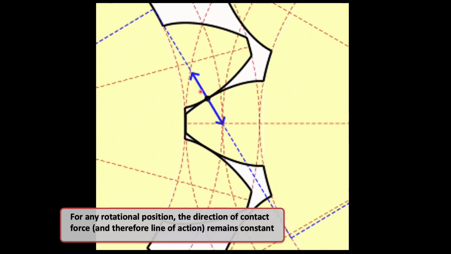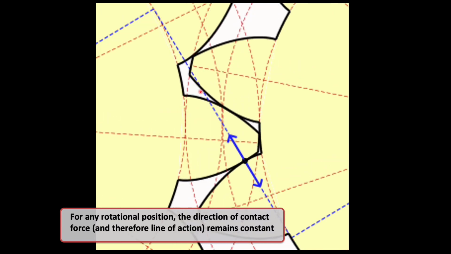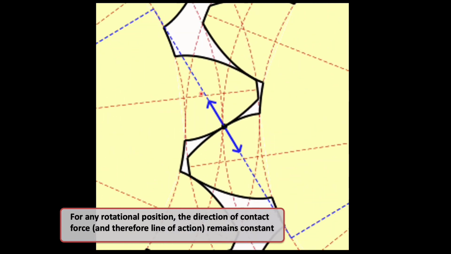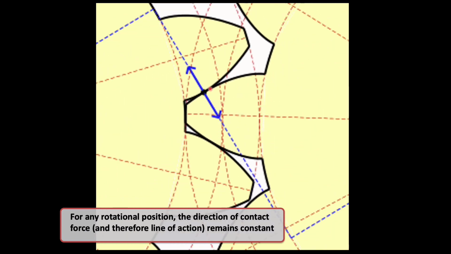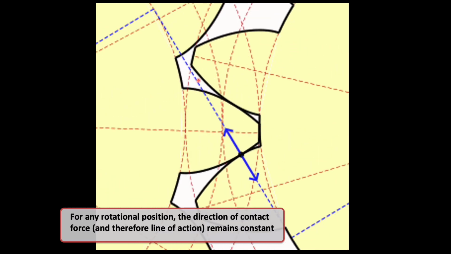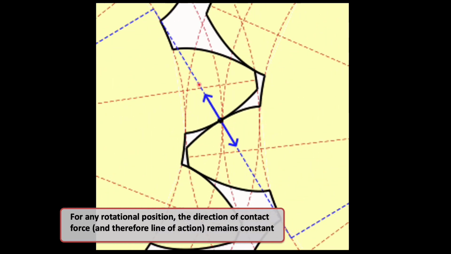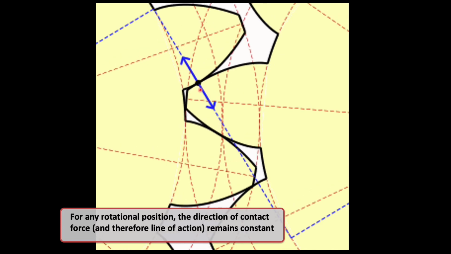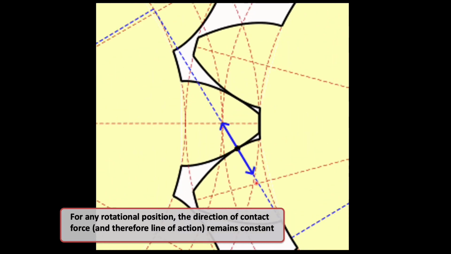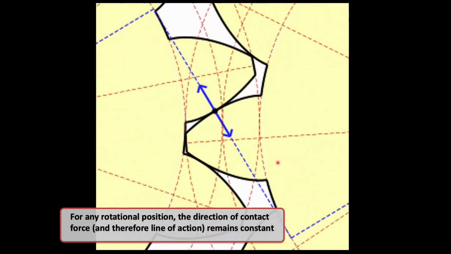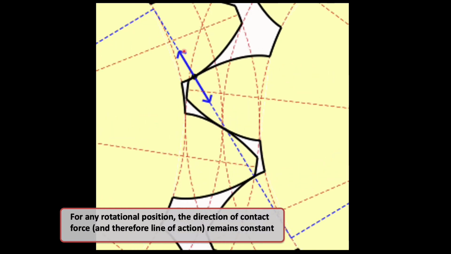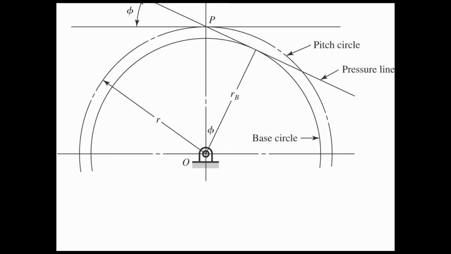When we have teeth come into contact, the direction that is perpendicular to the contact surface is the direction of the contact forces, and we want that direction to maintain the same orientation no matter what angular position the gear set is in. Let's zoom in on the geometry of a single gear. Here we have the base circle, we have the pitch circle.